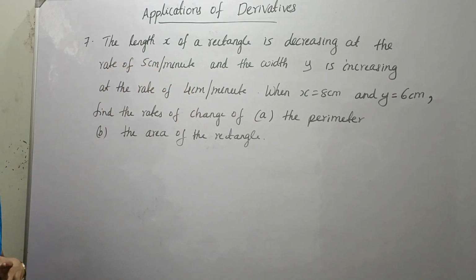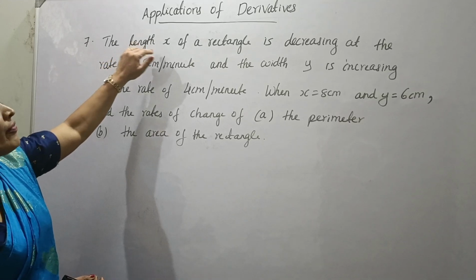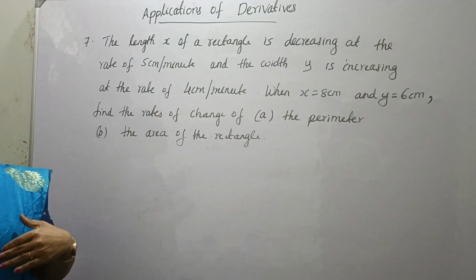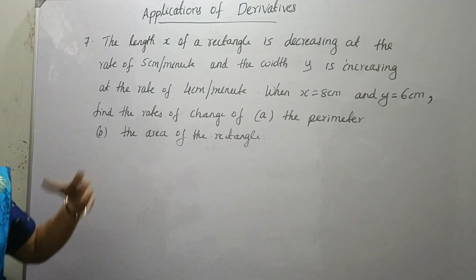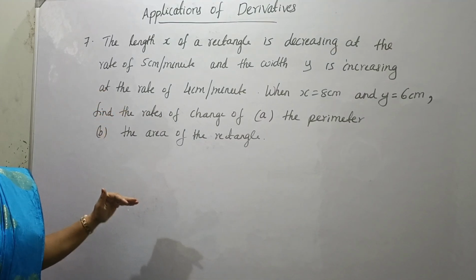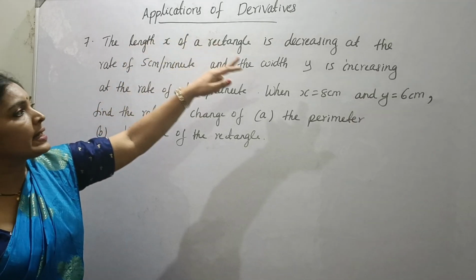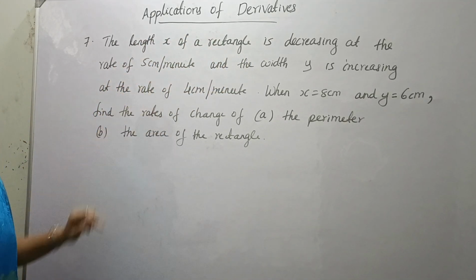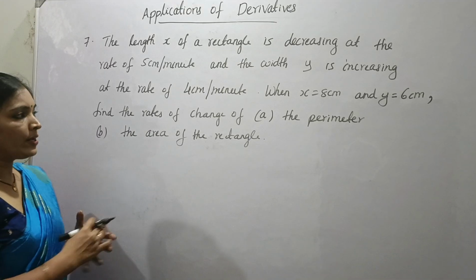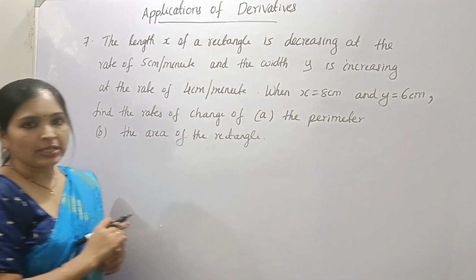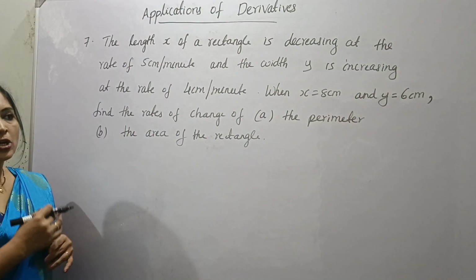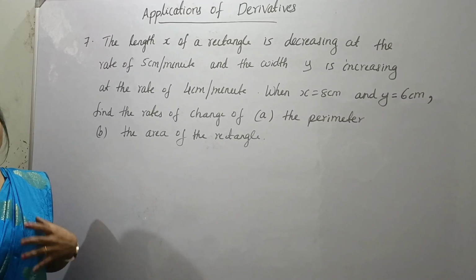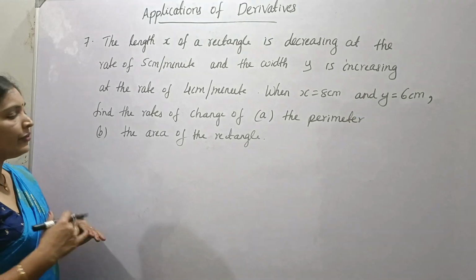So here it is given the rate of change of length. The length is decreasing for a minute, that is, the length is decreasing at the rate of 5 centimeter per minute. First of all, we have to find the rate of change of the perimeter. So what is the perimeter of a rectangle when x is the length and y is the width?